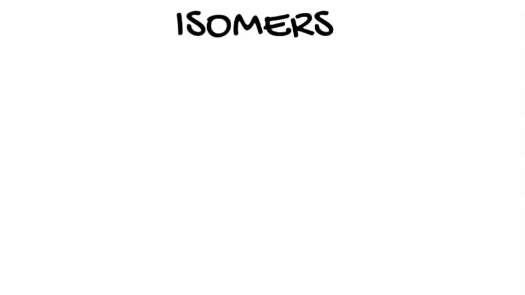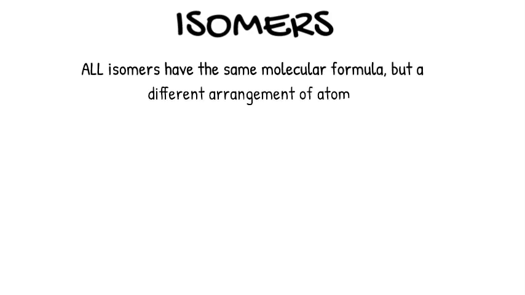This video is all about isomers in organic chemistry. It's going to be useful for level 2 organic or for review of level 3. All isomers have the same molecular formula, but their atoms are arranged differently, and this generally results in molecules with different names.